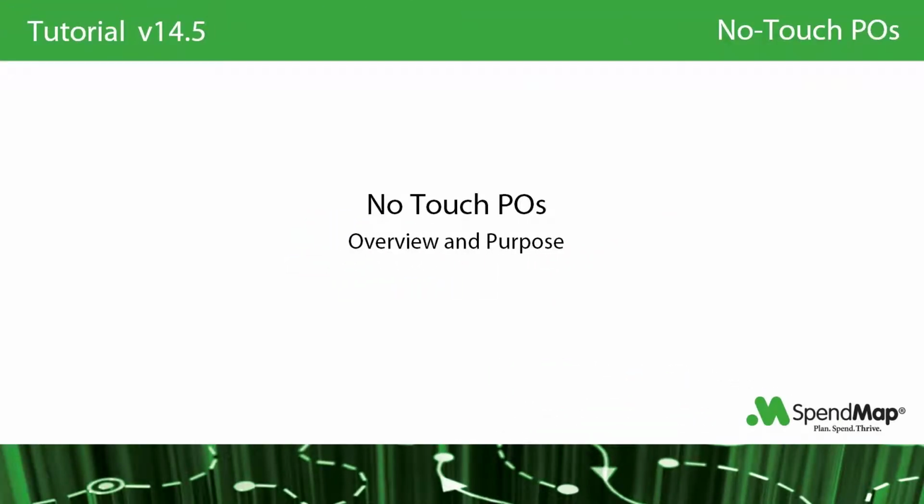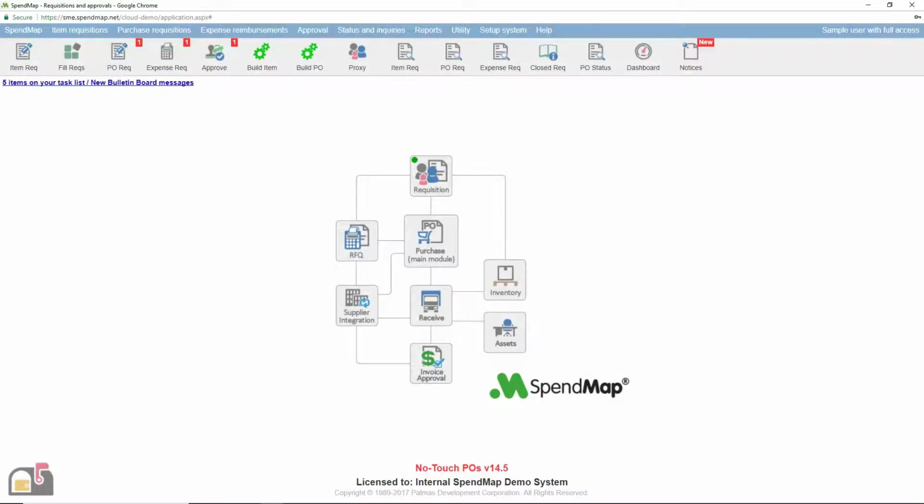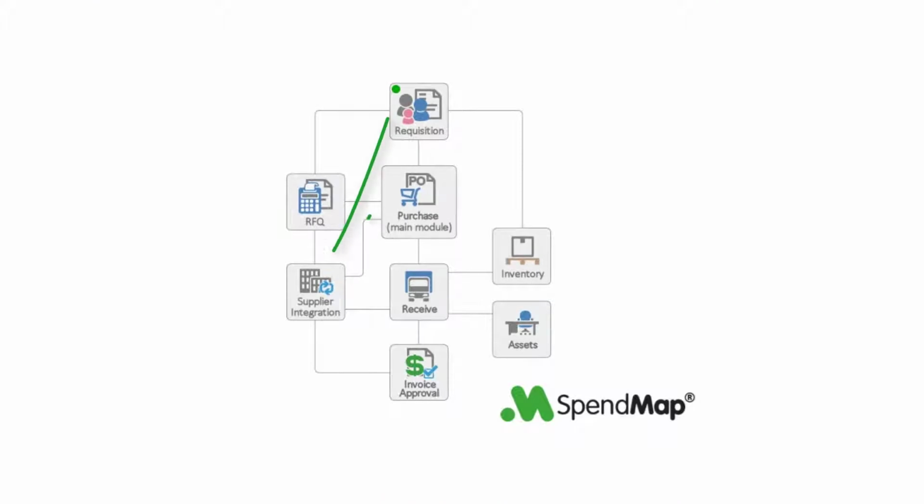Good morning. Today we're going to take a look at the no-touch PO feature in SpendMap. After the requisition and approval process is complete, this feature can be used to send purchase orders directly to your suppliers rather than to a buyer for review.